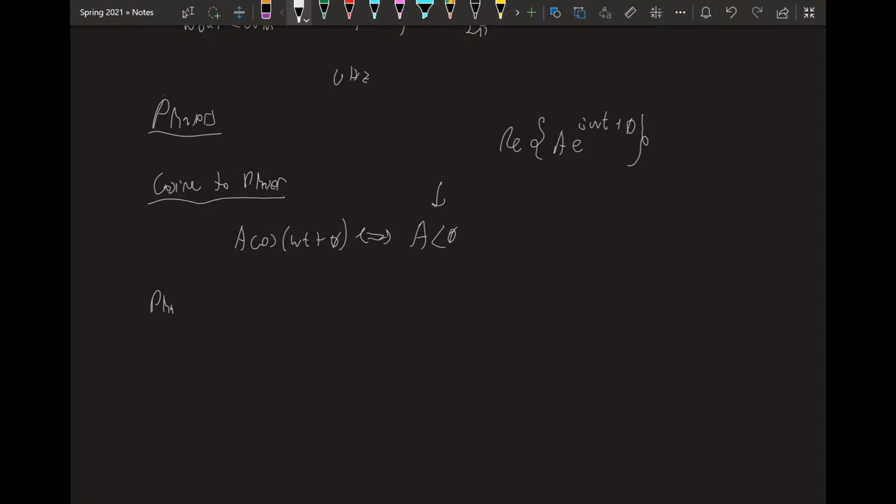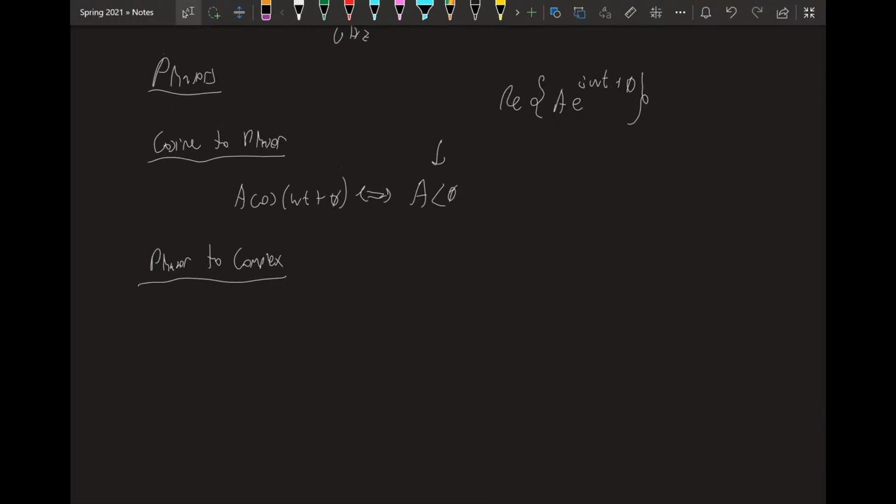We can go from a phasor to a complex number because, once again, these phasors are complex exponentials. So you do it like you would any other complex exponential. We have A angle phi. This is going to go to some complex number, x plus jy, where x equals A cosine phi and y equals A sine phi.